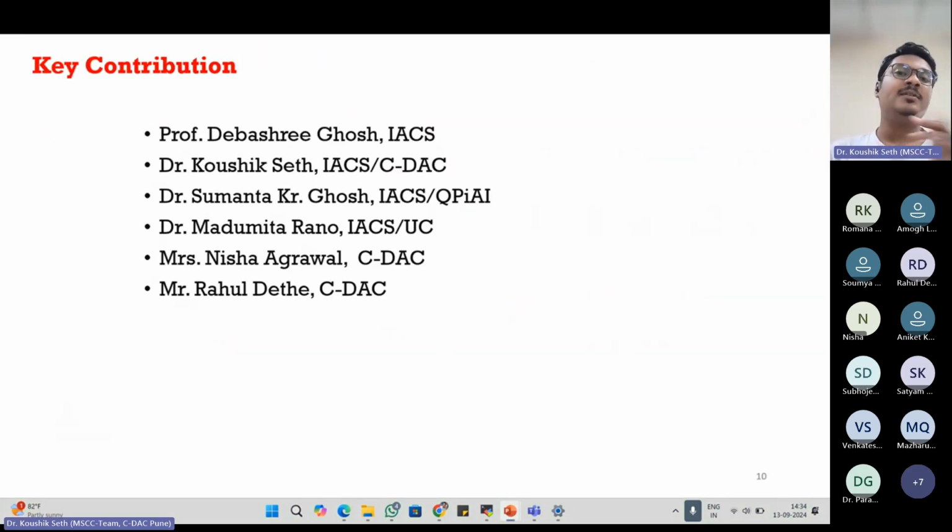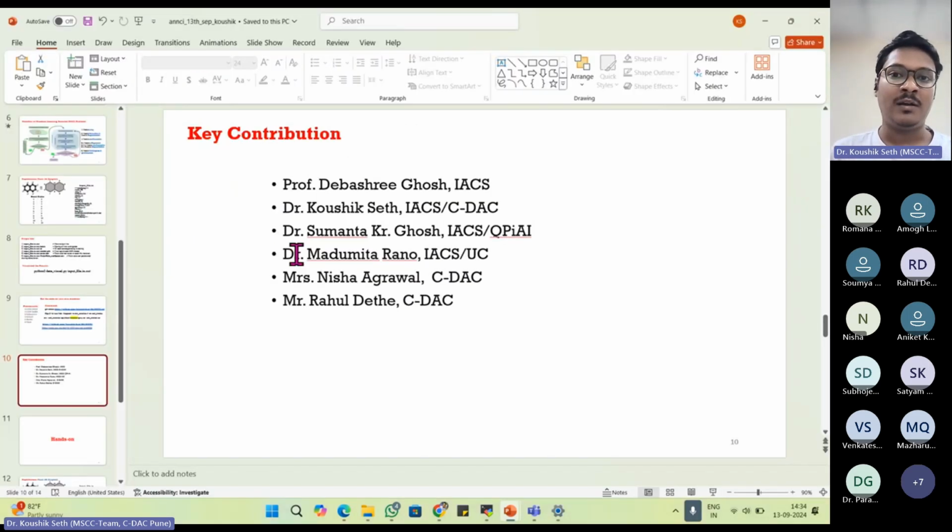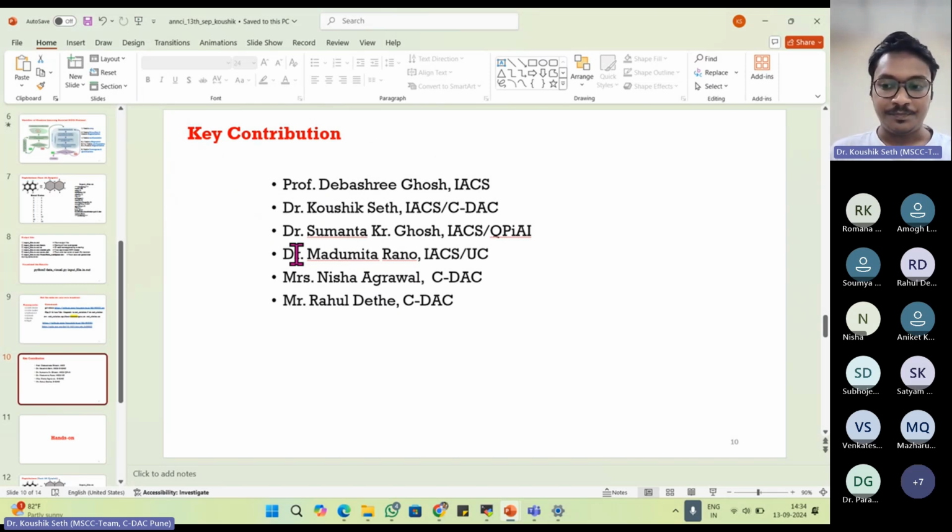Now, the key contributor to the code, or all the software, is Professor Ghosh, because it is originally her idea and we work on that. Kaushik said that's me, I mainly develop the code, and two of our lab seniors or collaborators, Sumanto and Madhumita, are also part of this work. And Mrs. Nisa Agarwal and Rahul from CDEC are also developing to make the code parallel. Though this workshop is on the serial version, we are going to upload a parallel version very soon.